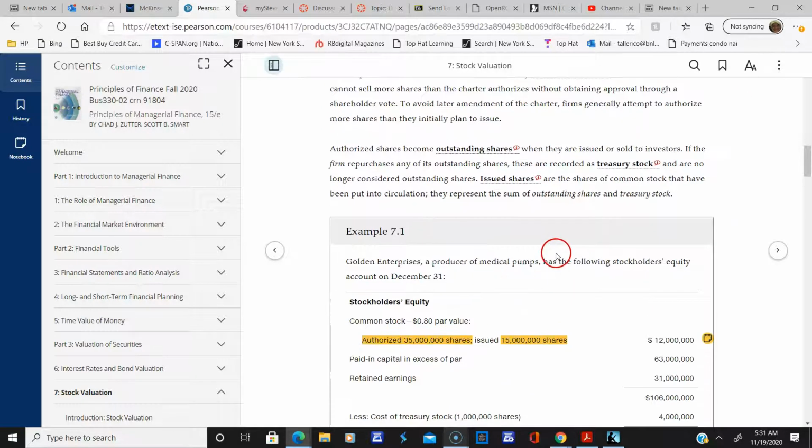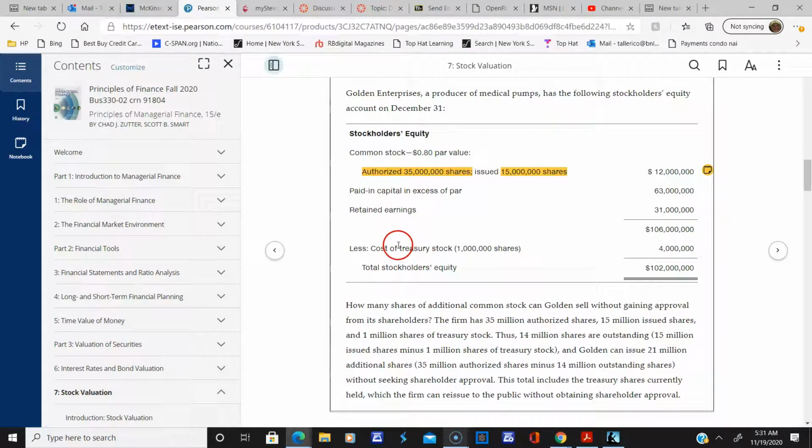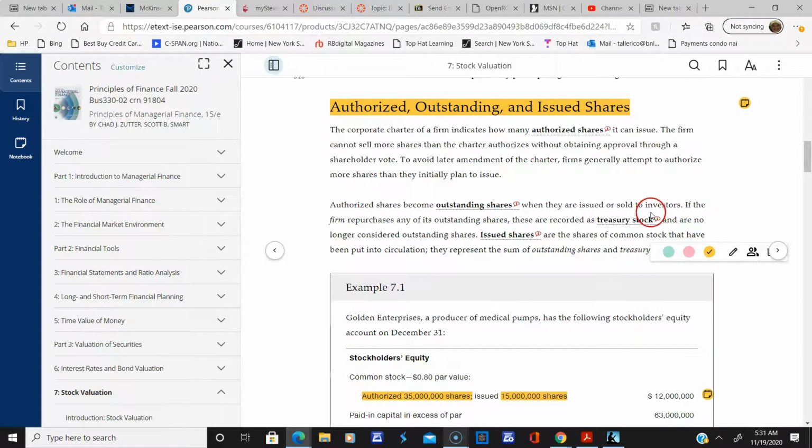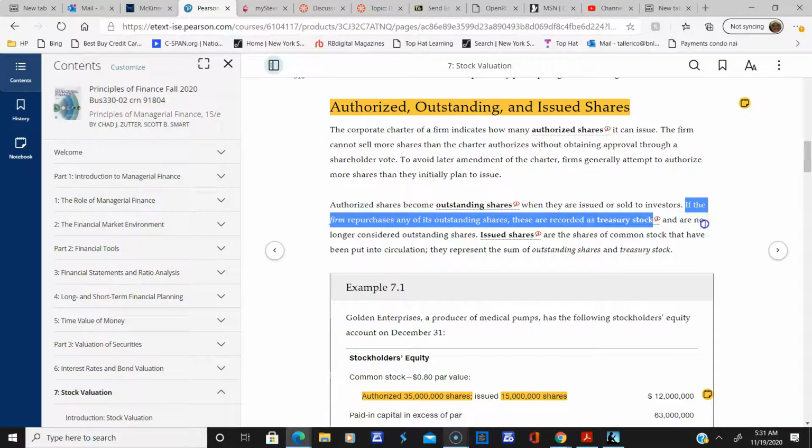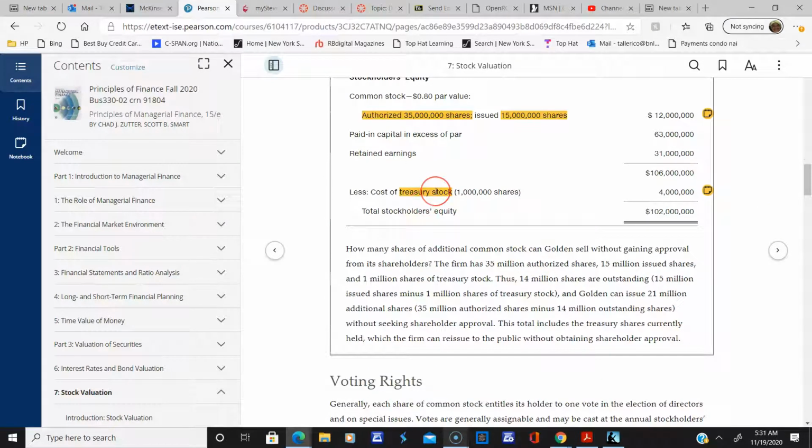Now, what is treasury stock? You'll notice here they talk about treasury stock. When shares are issued or sold to investors, right? If the firm repurchases any of its outstanding shares, they are recorded as treasury stock. And as you know, companies do buy back their shares, right? It happens a lot. So here's the cost of the treasury stock, which they basically bought back 1 million shares, right?